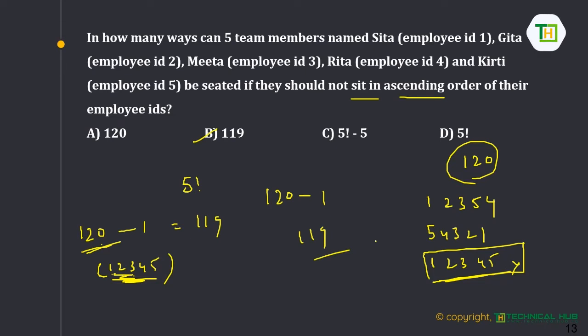So nothing more is there. 5 persons are there. How many ways can you arrange those 5 persons? 5 factorial, that is equal to 120. But if they should not sit in ascending order, out of 120, 1, 2, 3, 4, 5 is the ascending order. You have to subtract that way. Then you will get 120 minus 1, so 119. If this condition is not mentioned, then your answer is 120. This condition is mentioned, that's why your answer is 119.